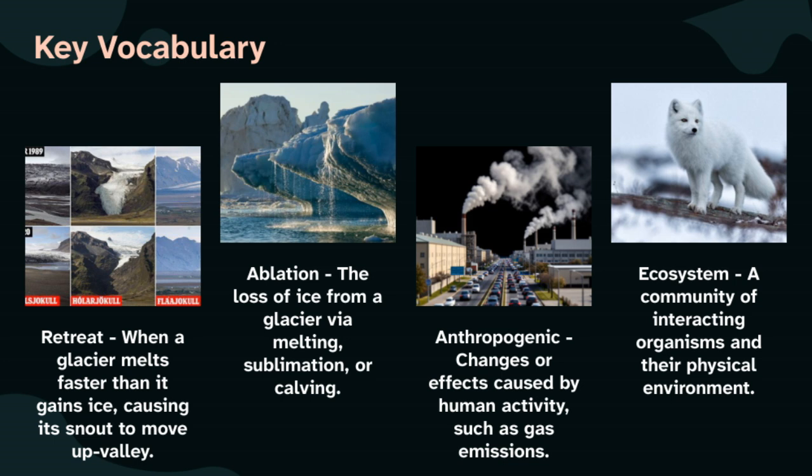The third word is anthropogenic. This means caused by human activity. So, when we talk about anthropogenic climate change, we are talking about climate change driven by human actions, especially the burning of fossil fuels, deforestation, transport, industry, and agriculture.